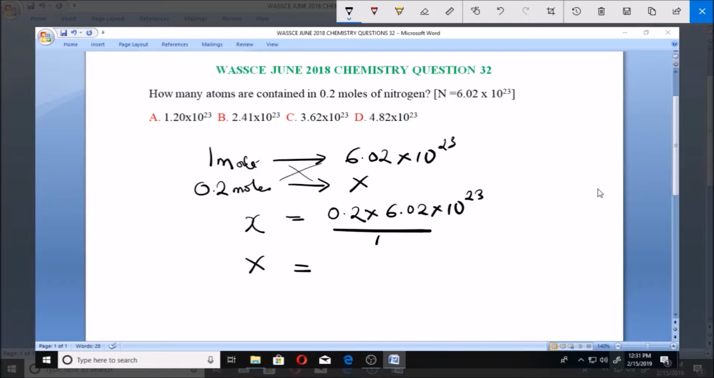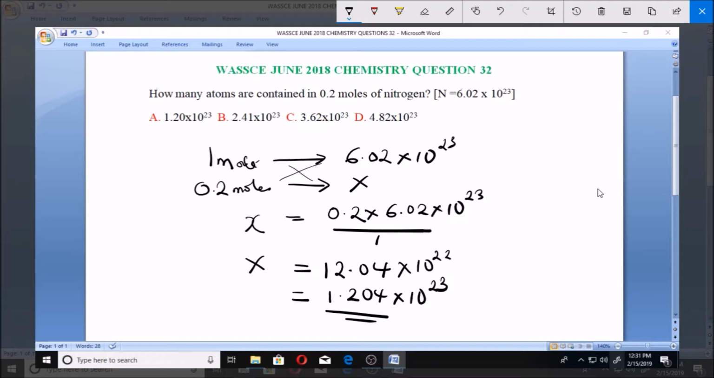So if you multiply this out, you're going to have 12.04 times 10 to the power 22, which is also equal to 1.204 times 10 to the power 23, because we are taking this point here over to this side, putting it in standard form. So when you take this point here, you now make this 23. And this is the answer to the problem.